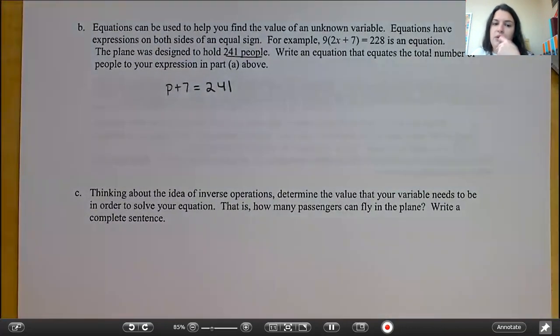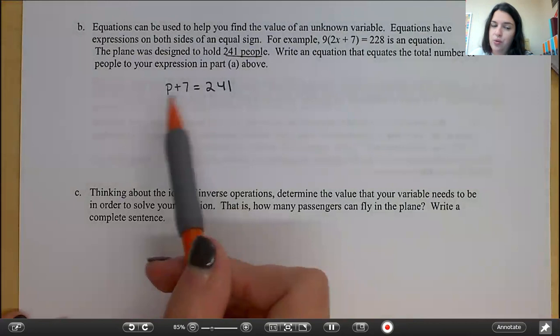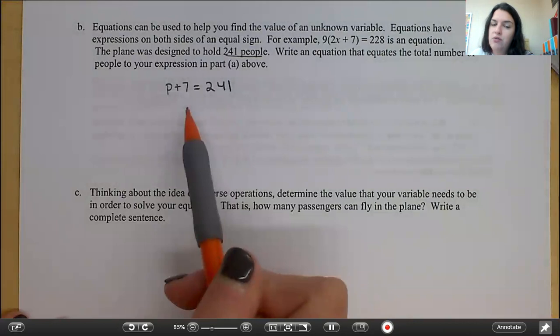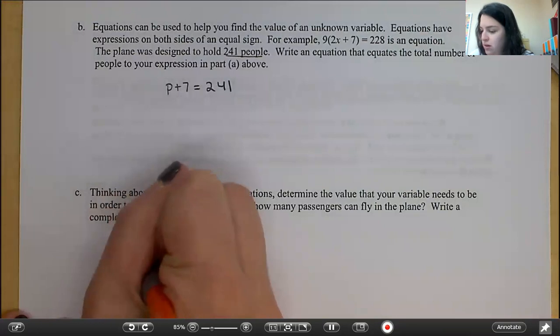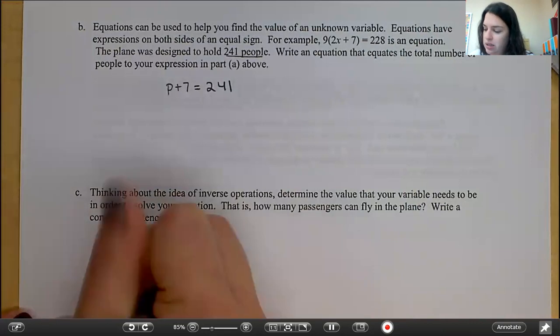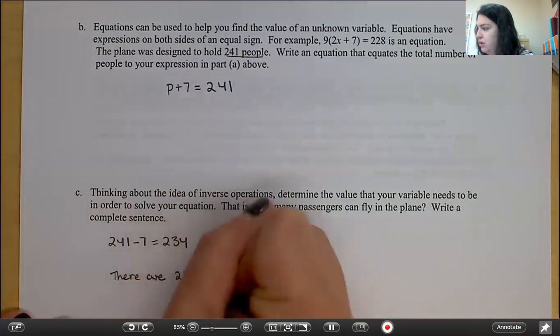C, thinking about the idea of inverse operations, determine the value that your variable needs to be in order to solve your equation. That is, how many passengers can fly in the plane. Write a complete sentence. So what we would want to do, inverse operations. So right now we're adding the original number of passengers plus the 7 crew members equals 241. So the inverse of addition is subtraction. So we would need to do 241 minus 7, which would equal 234. So our answer in a sentence is there are 234 passengers on the plane.